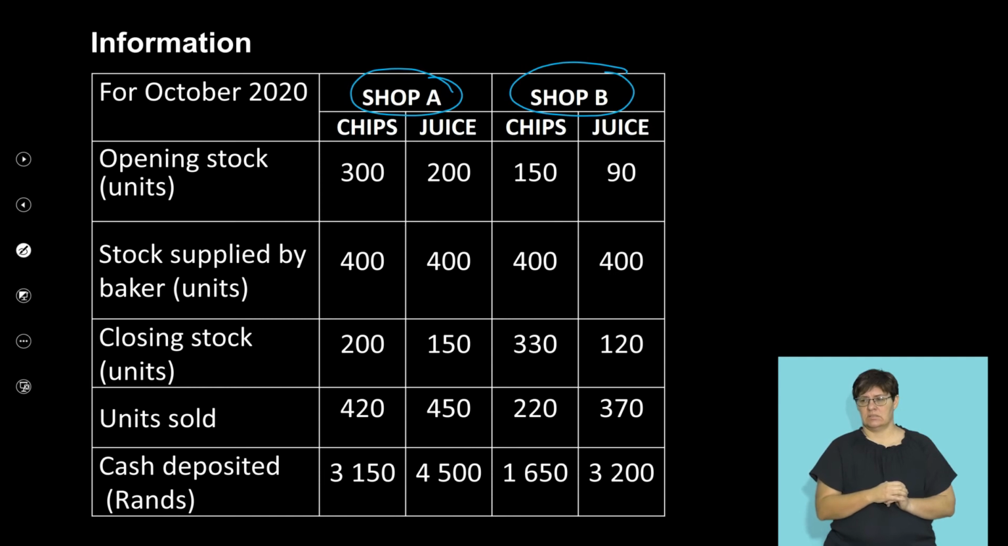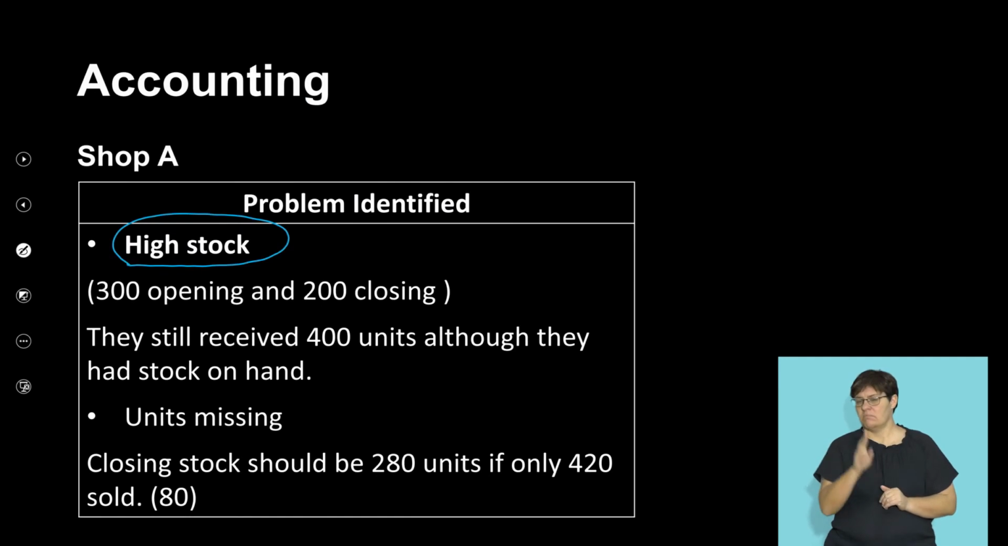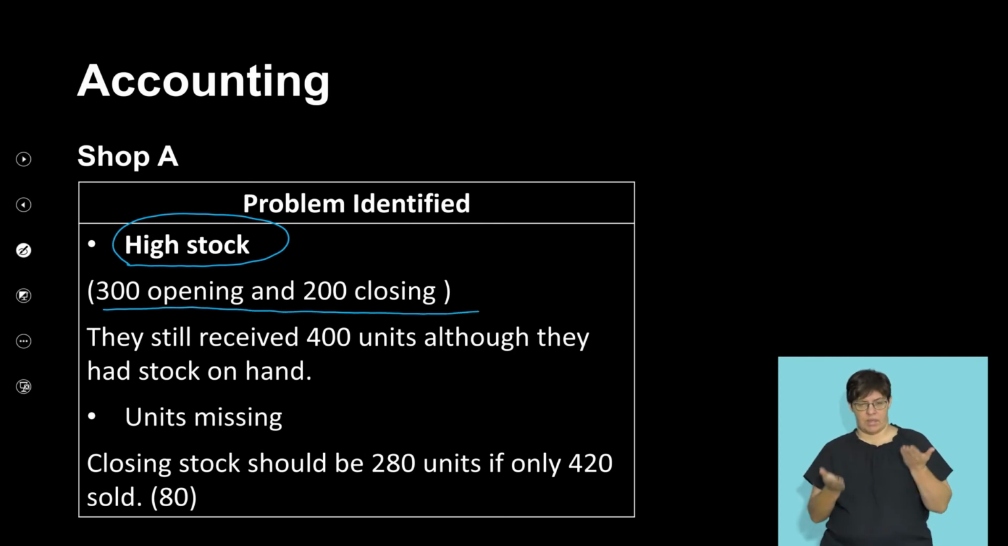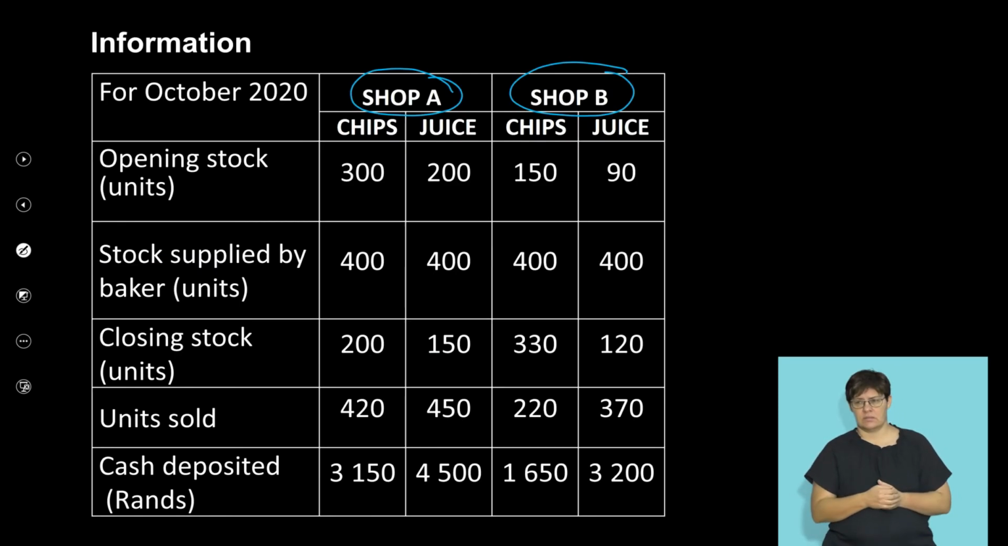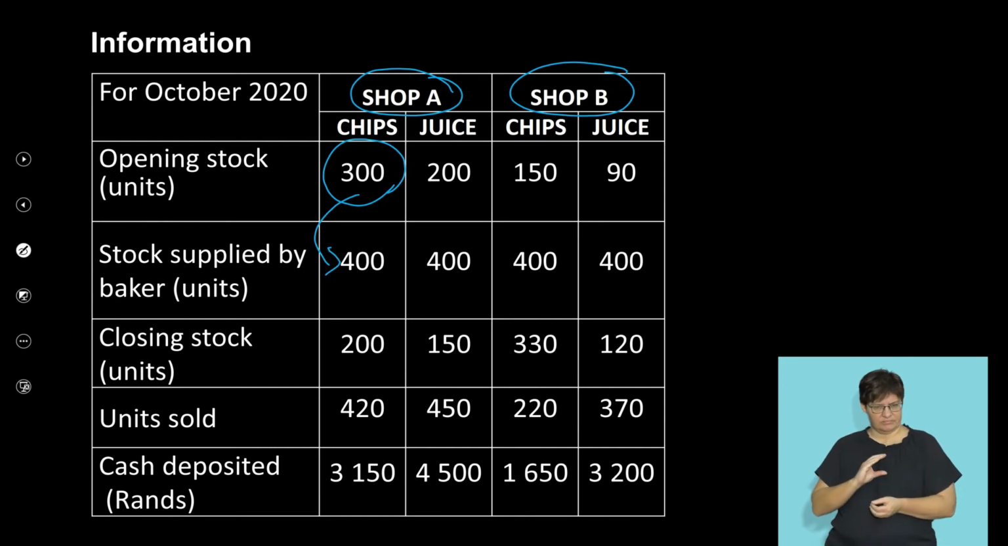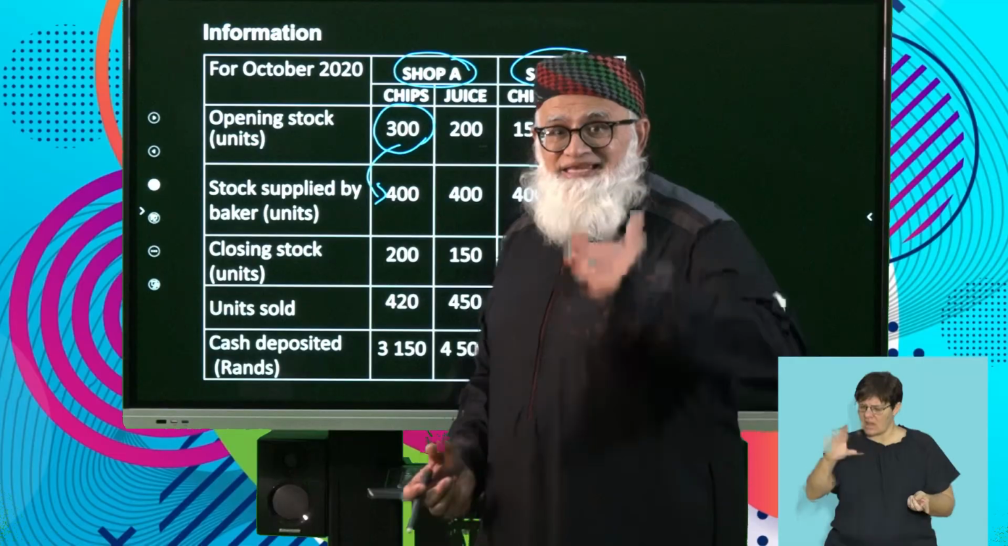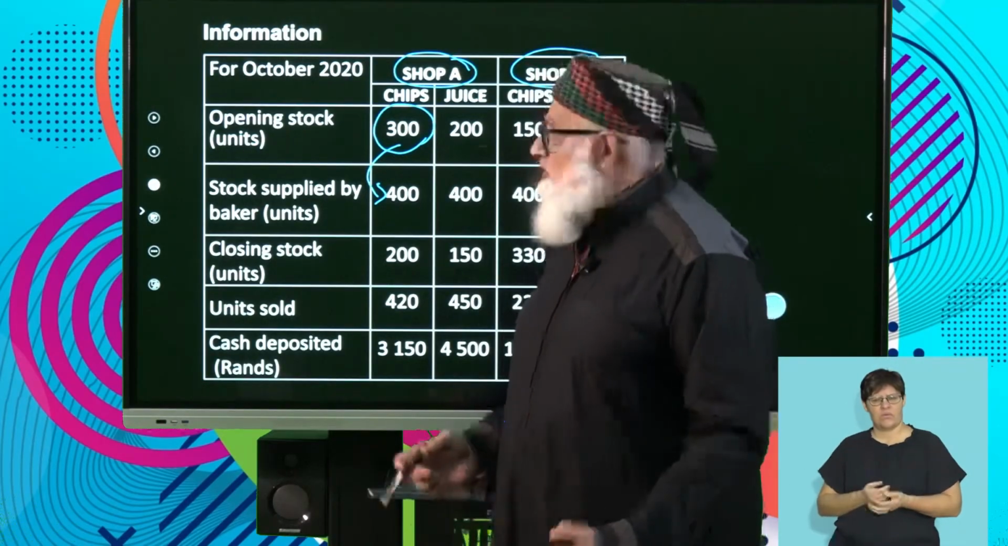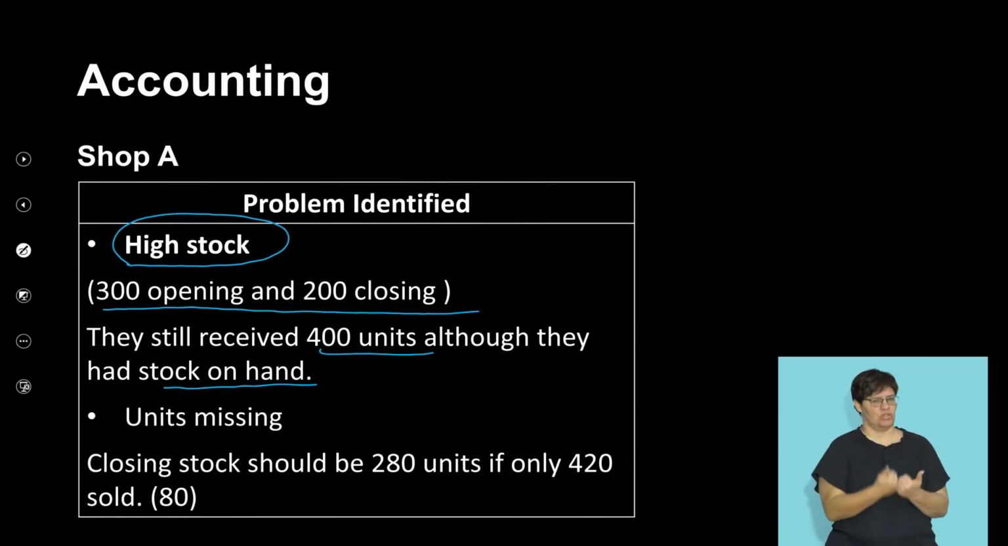Okay? Now, if we look at this here, if you compare 300 and 200, you can see that they received 400 units, although they had stock on hand. Watch this here. Their opening stock was 300, right? Yet they received how much? 400 units, clearly indicating that they had a lot of stock on hand and yet they received more stock. Clearly, that is a challenge.